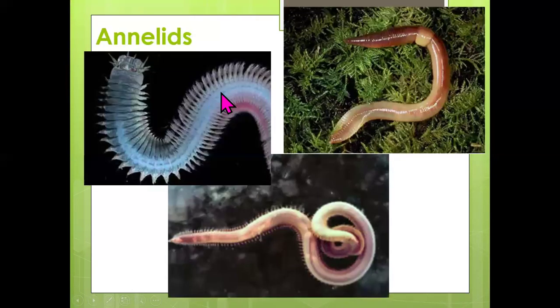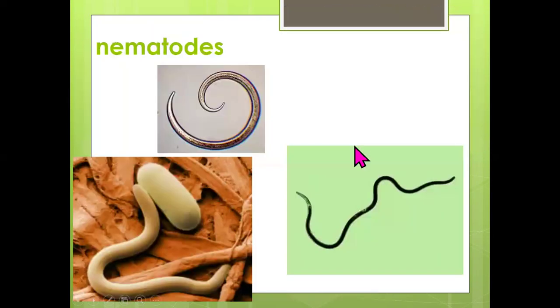So for annelids, these are invertebrates that have a segmented body. These are worms that have a segmented body. Examples include earthworm. Earthworm is an example of annelids, and leeches. Leeches are also an example of annelids. And we have other invertebrates.